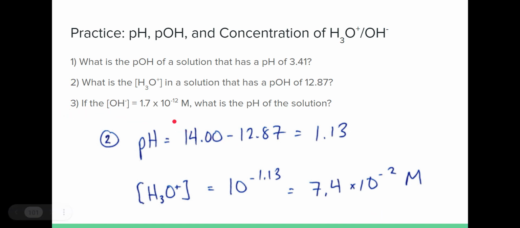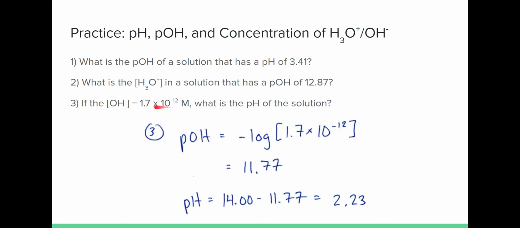For this final problem, I have the hydroxide concentration. I want to know what the pH is. So to determine that, I can find the pOH from the OH- concentration. First, pOH is equal to the negative log base 10 of the concentration of hydroxide. That comes out to be 11.77. And then to get to the pH of this solution, I can take 14, subtract my pOH, and my pH becomes 2.23.